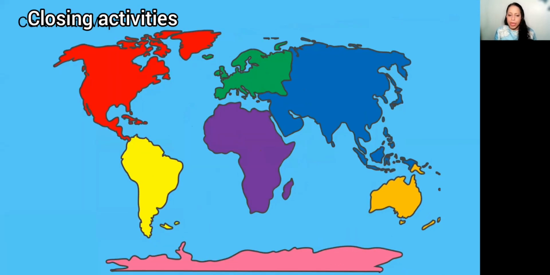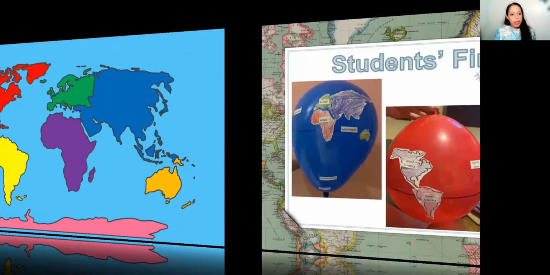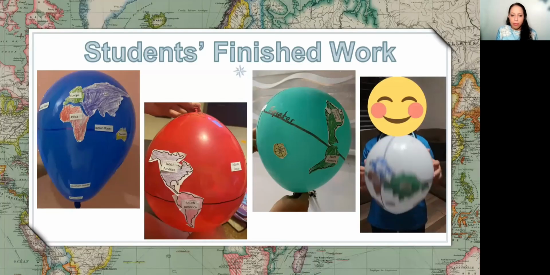I saw during the activity that my students had a little bit of confusion between these two continents. They had doubt on which one was Africa and which one was South America. So I showed them this map without the names so they could see a little bit better. Because of the song, they know which one was which, but when they had the two together, they were a little bit confused. These are some of the finished work of my students.